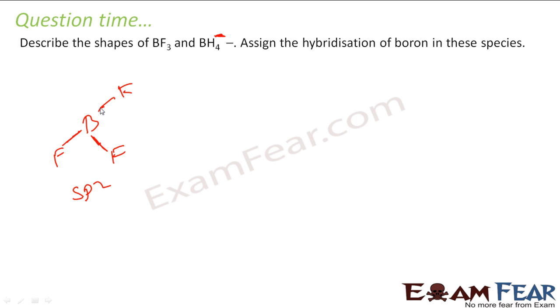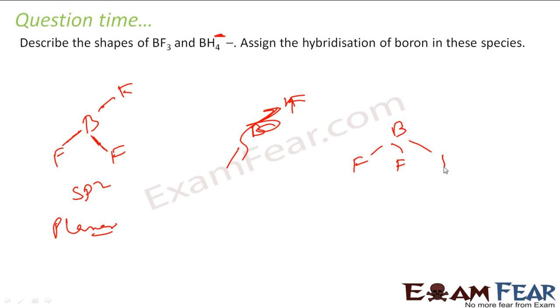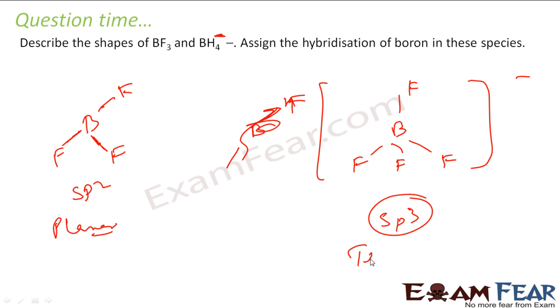When we talk about BF4 minus, since BF3 is sp2, it will be planar. For BF4 minus, you have one more extra fluorine, so it will be something like this. It will be tetrahedral. It will have a negative charge. So it will be sp3 hybridized, and it will be tetrahedral. Correct? Because it is sp3, it will be tetrahedral. This is sp2. This has to be clear.